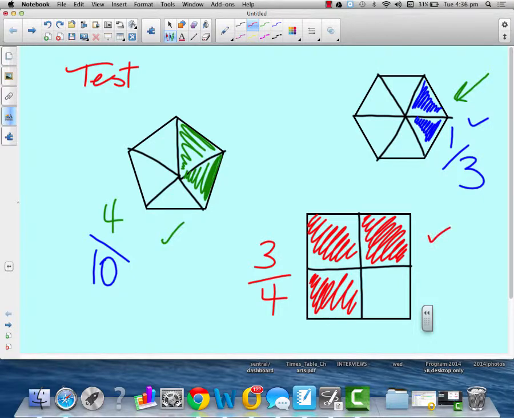Well, there's 8 parts of the circle, isn't there? 1, 2, 3, 4, 5, 6, 7, and 8. 3 parts of that are coloured in. Otherwise, listen to this video. It's got plenty in it for you.